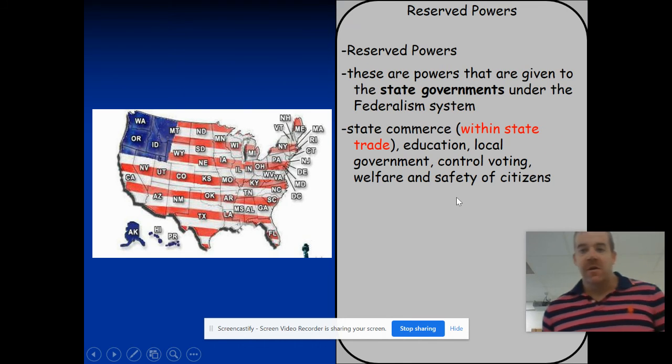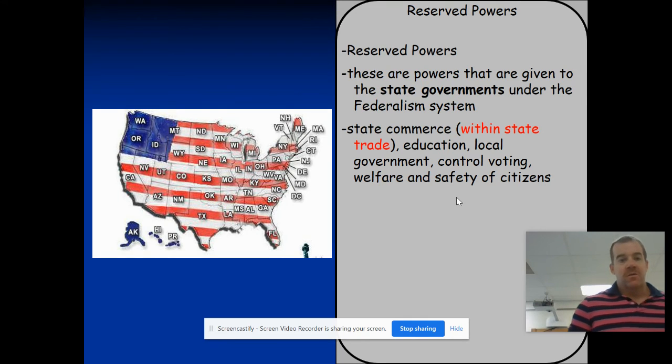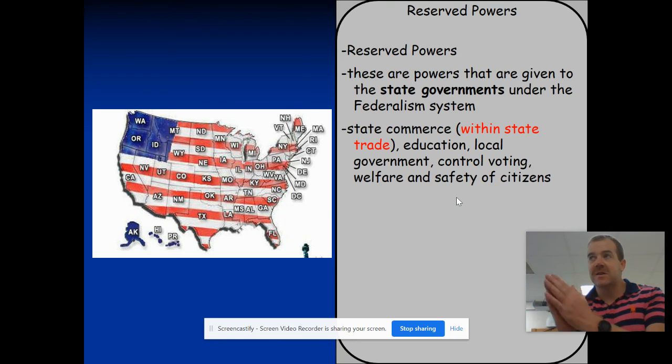Reserve powers are specific powers that are reserved to the states. The federal government is like, we're just not going to worry about this, and we're going to leave it to the states to decide what to do.